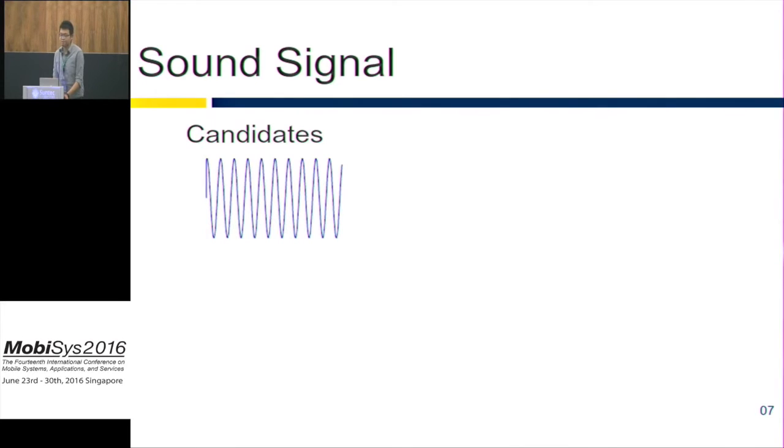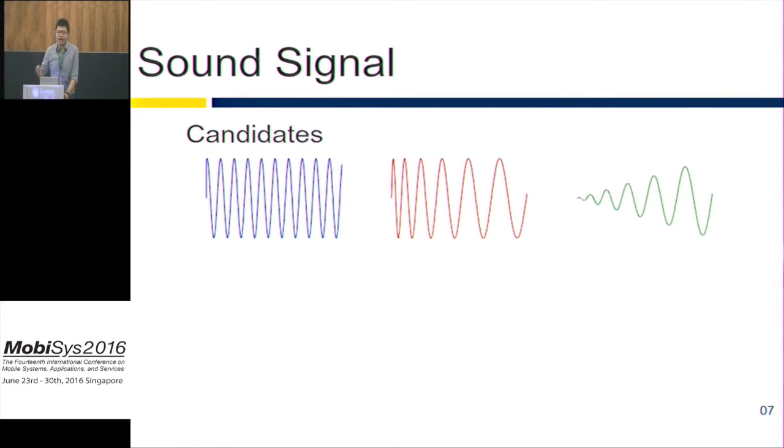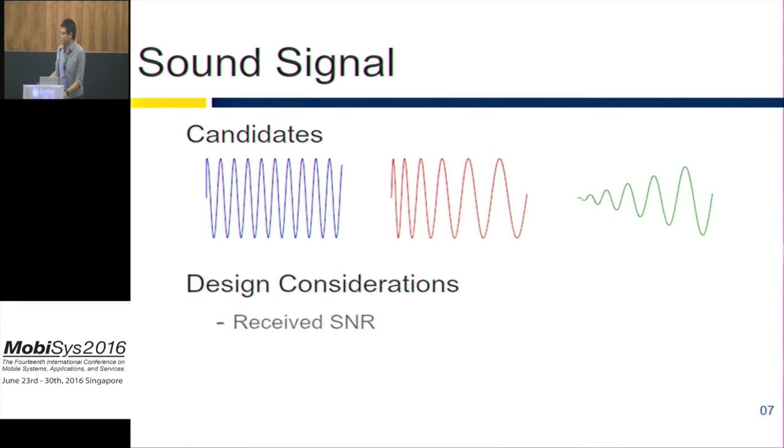For example, you can send a pure tone. That's simple. You can change the frequency of the sound inside the signal like this. You can also change the amplitude as you want. So we design the sound we send based on three main considerations. The first one is that we want a high signal-to-noise ratio when we receive the sound in the microphone. So that's the reason we use the sound as shown in the middle area of this slide.